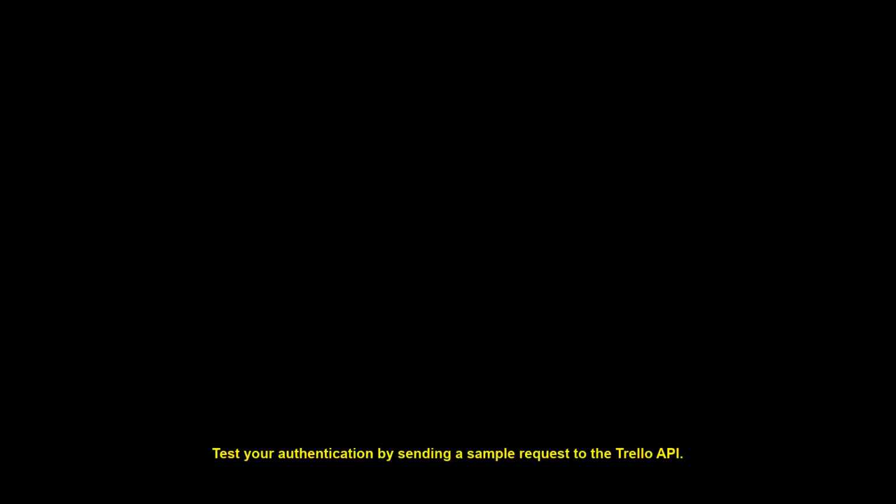Test your authentication by sending a sample request to the Trello API. Verify that you receive a successful response from the Trello server. If successful, you are now authenticated and can integrate Trello updates into your AI project.